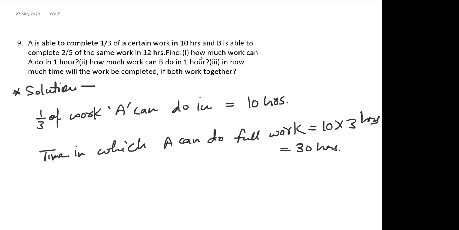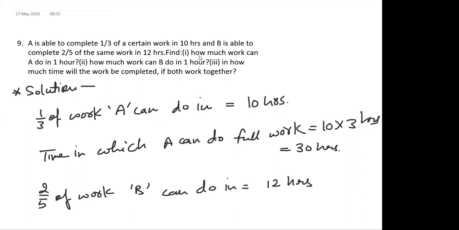Okay. So again, the question is saying that B is able to complete 2 upon 5 of the same work. So write 2 upon 5 of work B can do in 12 hours. So time in which B can do full work is equal to, what you will do, this 5 is in divide, so it will go in multiply.